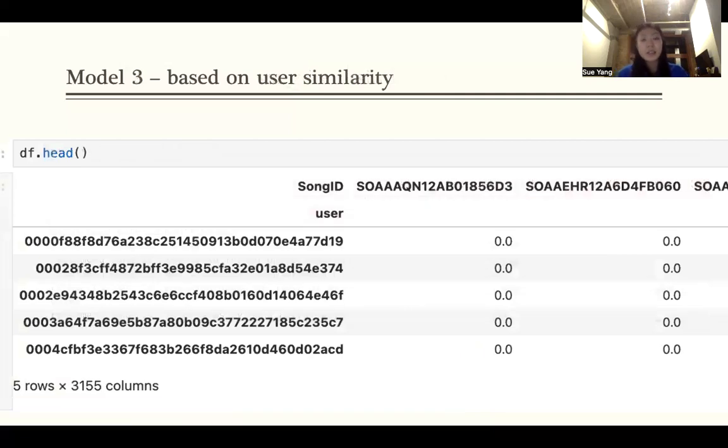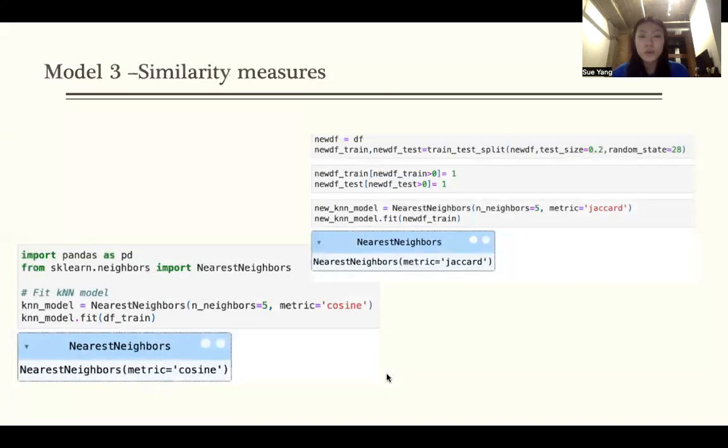The last and the least model is based on user similarity. This is a collaborative filtering based on user similarity instead of the songs. For this model, we pivot the data frame differently. Each row represents a unique user, and each column represents a song. We use 2 different similarity measurements for my model. The first one is the traditional cosine similarity, and then we experimented with Jaccard similarity.